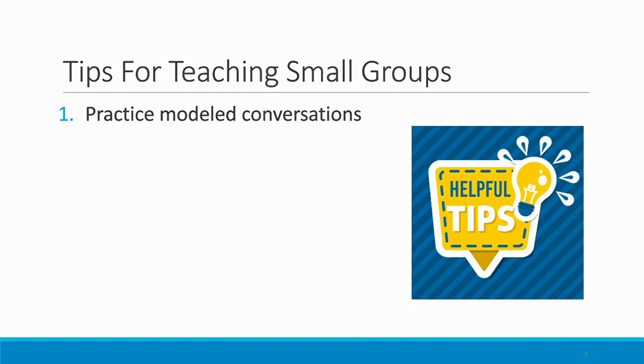First, practice modeled conversation. One advantage of a small group model is that you and your co-teacher can model a conversation that students can practice having a similar conversation with their peers. However, one challenge that you might face is that some students might be reluctant to speak, or they might speak too much. Therefore, it is very important to create space for reluctant students to speak.